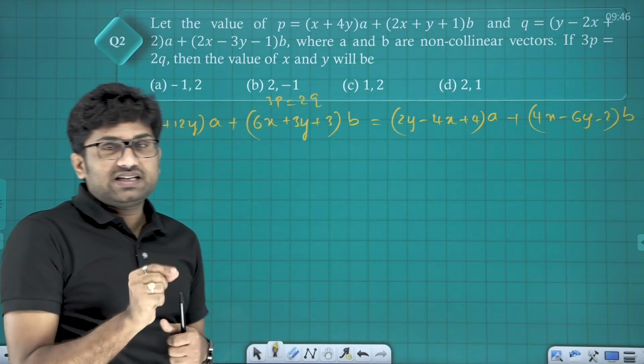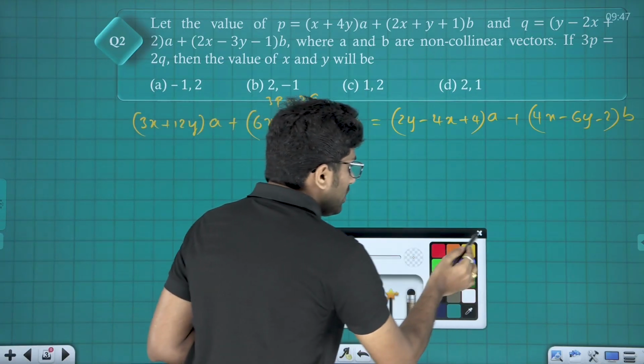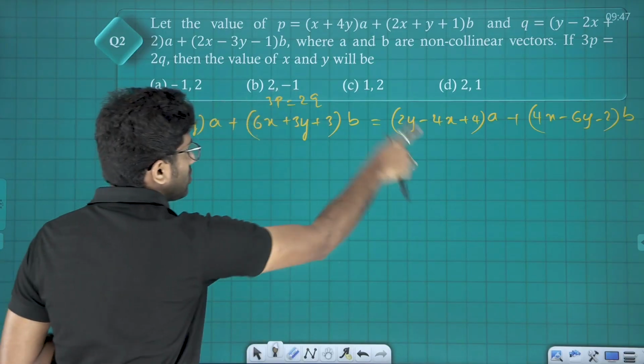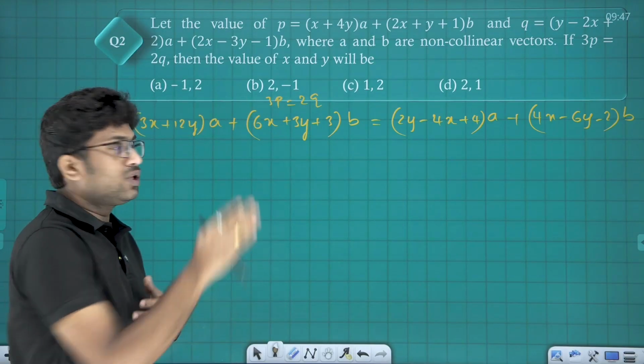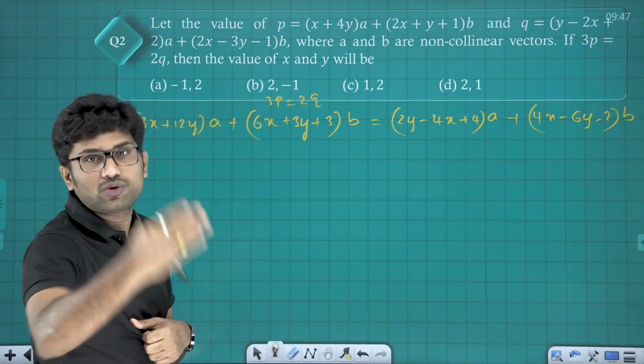The purpose is, they said that a bar and b bar are two non-collinear vectors because a bar can't be expressed as a scalar times b bar. So this expression holds only when the coefficient of a on both sides is equal and the coefficient of b on both sides is equal.